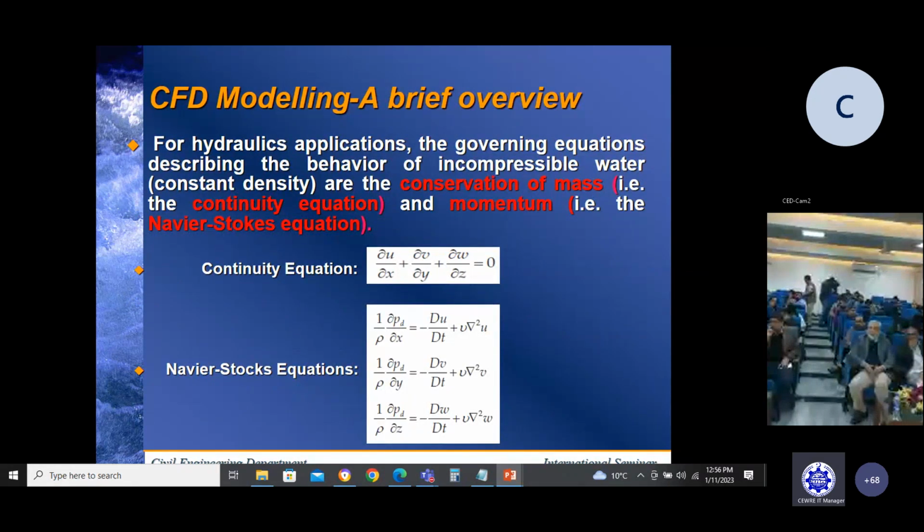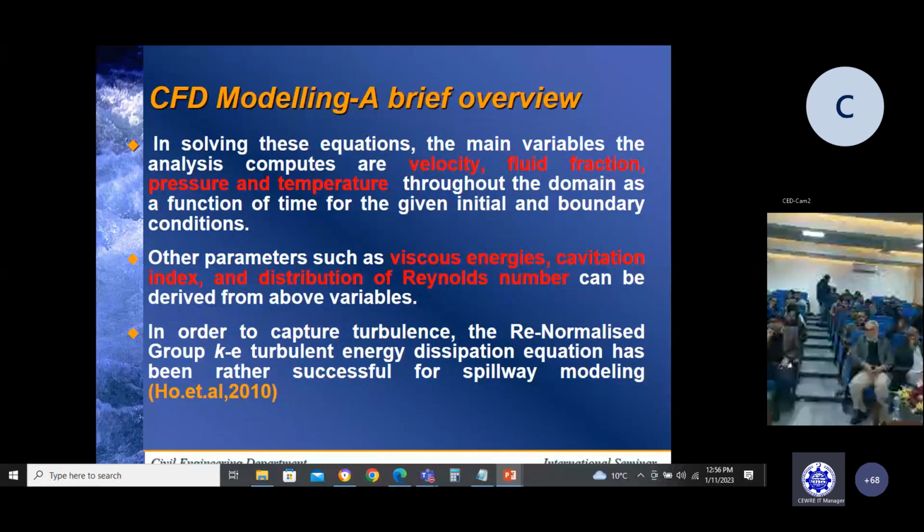Basically, the governing equations of the CFD modeling comprise the conservation of mass and momentum equations. These equations give us the velocity, pressures, temperatures, and from these basic parameters we calculate other parameters like the viscous energies, cavitation index, and the distribution of the Reynolds number and the Froude numbers. In order to capture the turbulence produced by the water, the RNG model is associated with these governing equations.